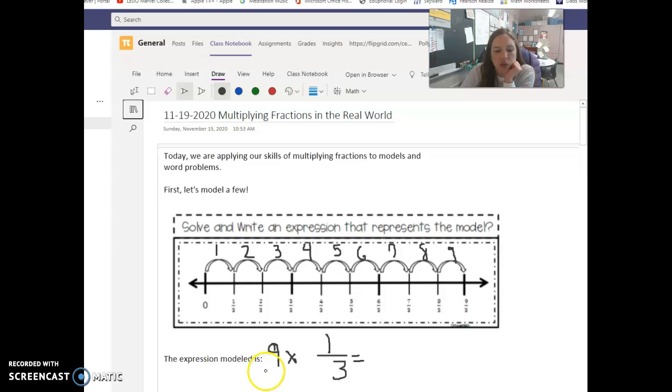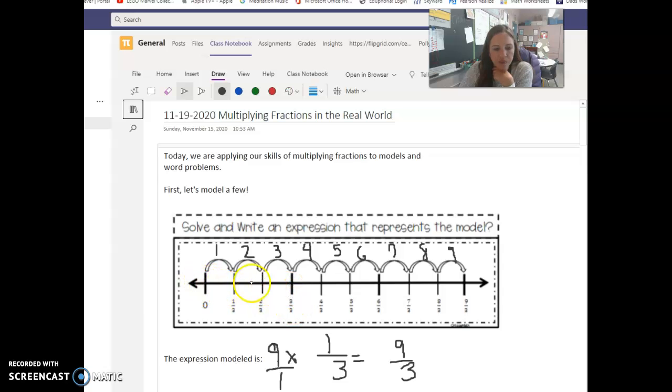Okay, so remember, how do we multiply a whole number times a fraction? We need to turn our whole number into a fraction by putting the fraction line and then putting a 1 underneath and then multiplying across. 9 times 1 is 9. And 1 times 3 is 3. Well, we have an improper fraction, which means there's at least one whole number in here.